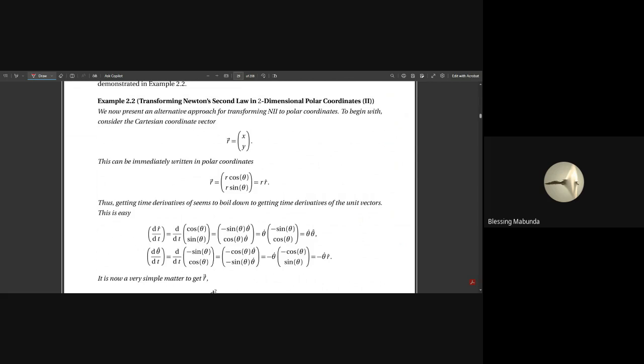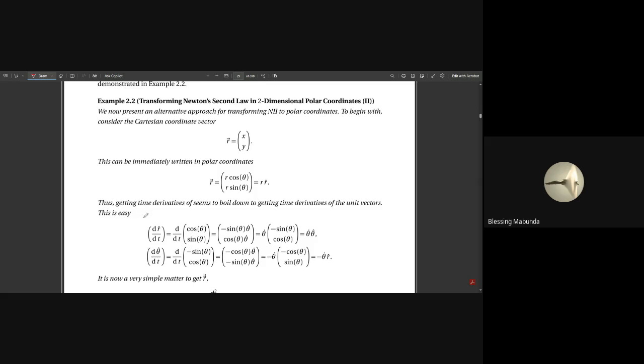And so continuing with the transformation of Newton's second law into two-dimensional polar coordinates. Given our r_xy, you can write this as the polar coordinate equivalent. So this is going to be r cosine theta, r sine theta, and this is equal to r hat. And the derivatives, you're already familiar with that.